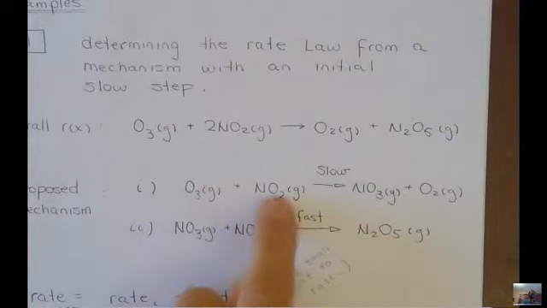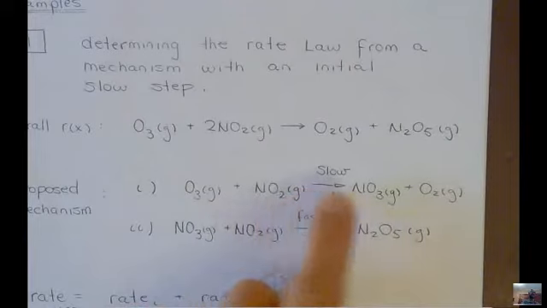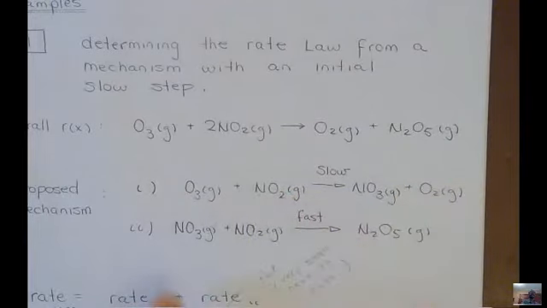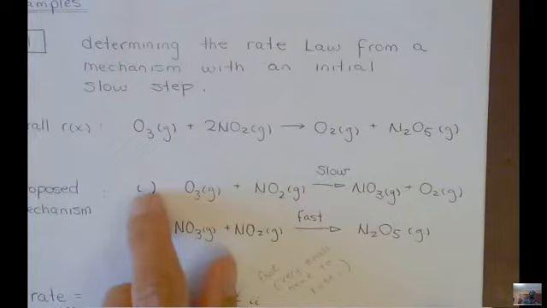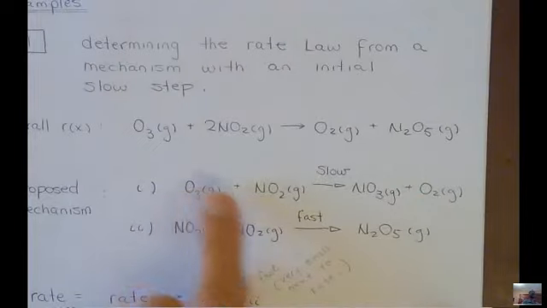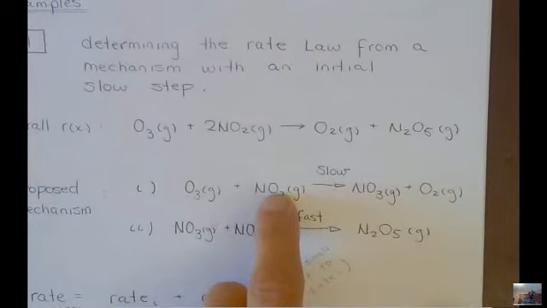So that's the slow step. That's the rate determining step. I'm telling you that to get this and this. Well, we can calculate the rate law for that. The rate law for step I should be the rate constant for step I times ozone to the first power times NO2 to the first power.